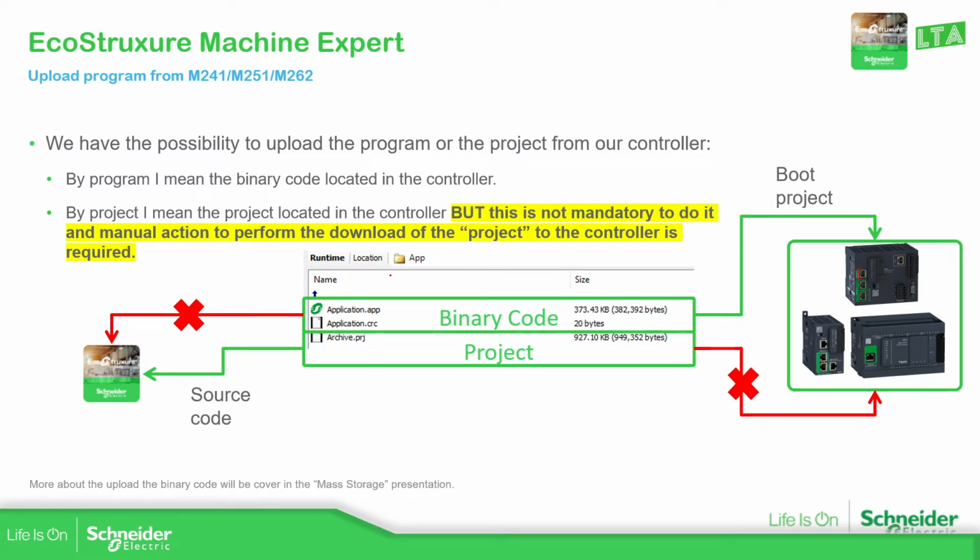In order to have the project in the controller, when we make a boot project, it downloads these files, which is the binary code. And what we need to do is to download this PRJ into the controller, which is the source code. The source code can be opened via the Machine Expert, but it's not executed on the controller.